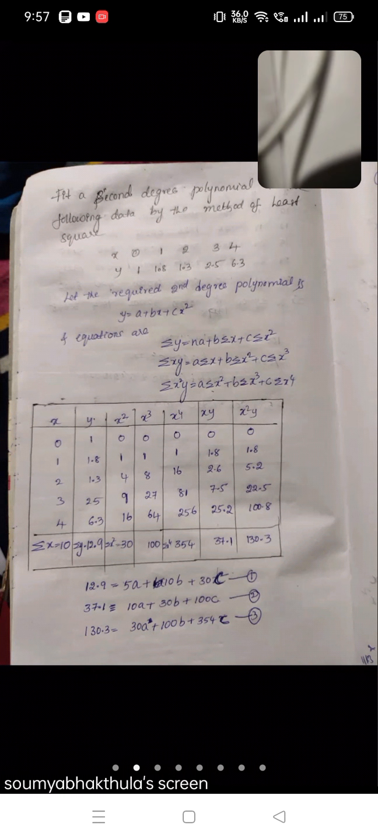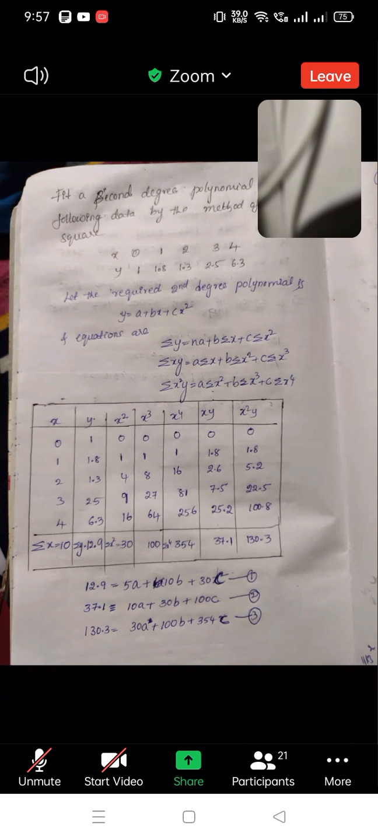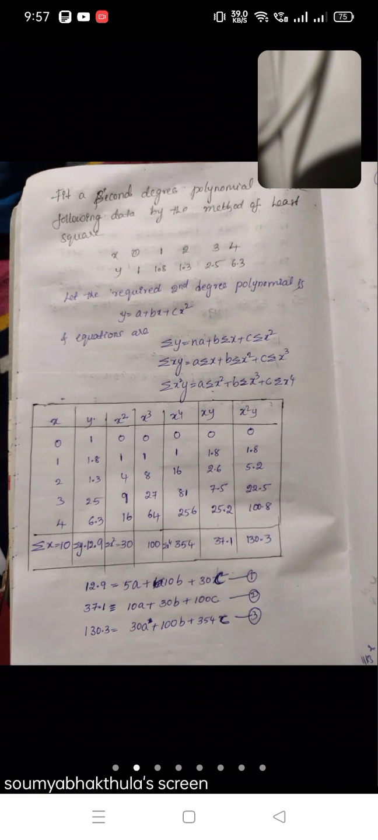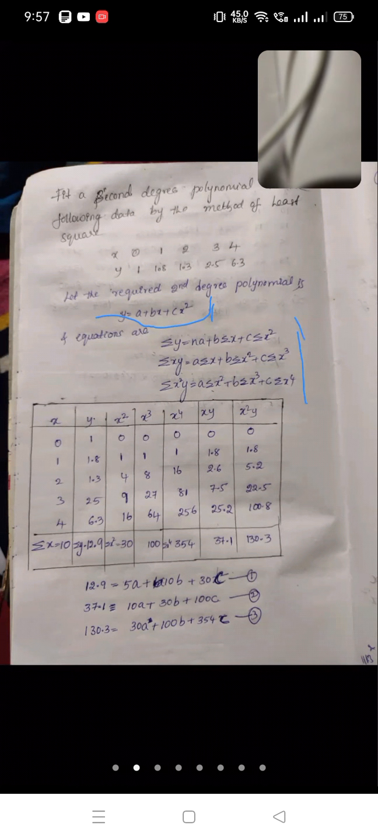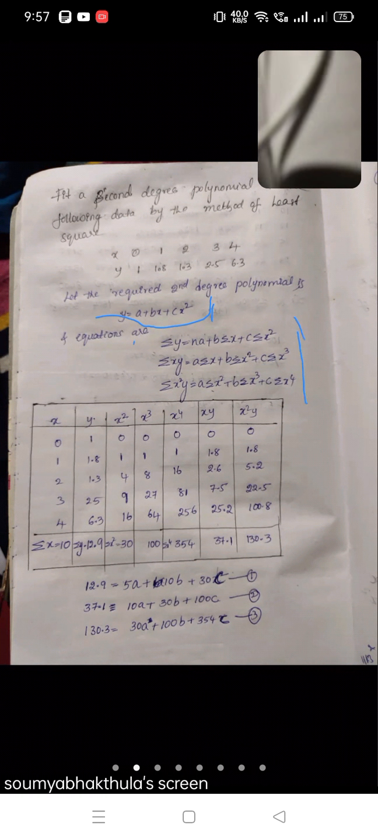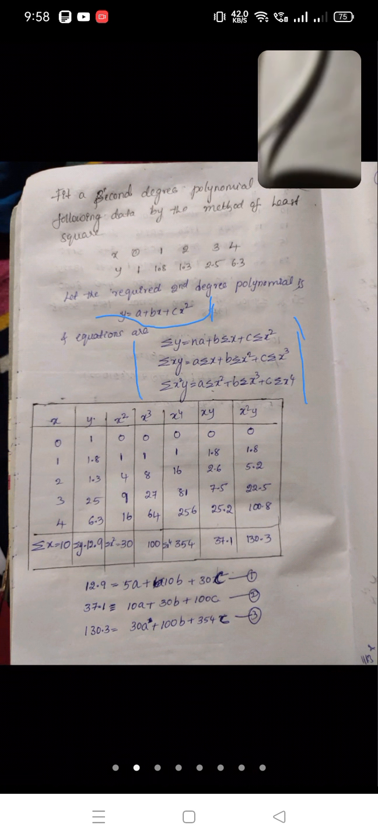What is the second degree equation? y is equal to a plus bx plus cx square. So to find a, b, c, we have three equations here. That is, summation y equals na plus b summation x plus c summation x square.